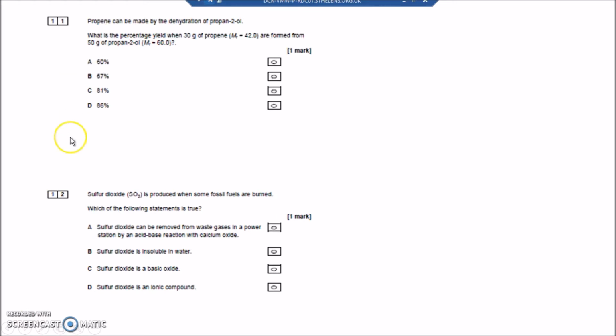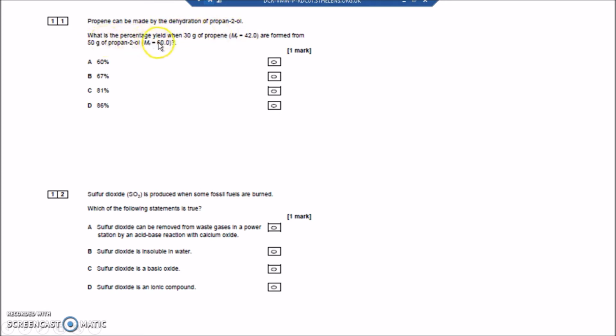Let's look at question 11 and 12. Propene can be made by the dehydration of propan-2-ol. So 1 mole of propan-2-ol should make 1 mole of propene. What I've been given is 30 grams of propene, MR 42. So I've been given a mass and an MR. Moles is mass divided by MR. They want me to work out moles of propene.